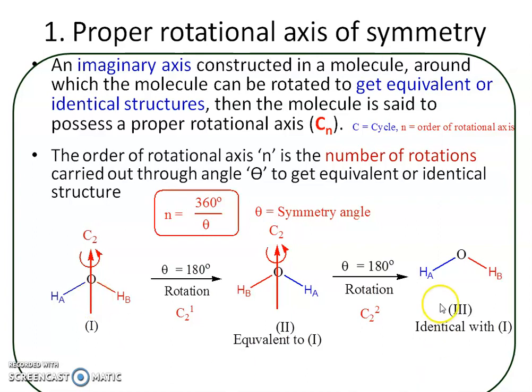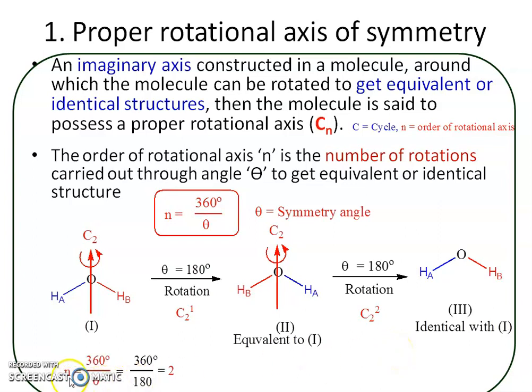Why is it identical? First thing is all the 3 atoms are on the same plane. Bonds are also on the same plane. A is to the left in the first structure, A is to the left, B is to the right, B is to the right. And therefore these 2 structures are identical.